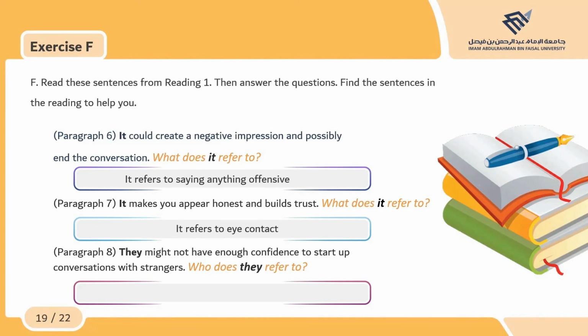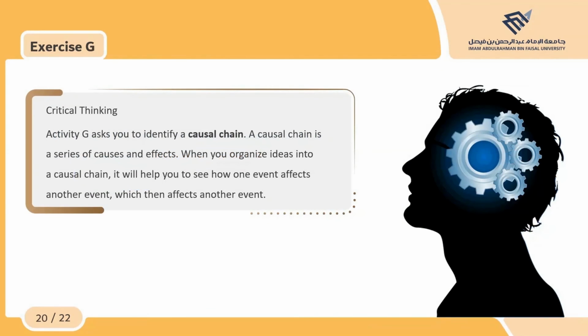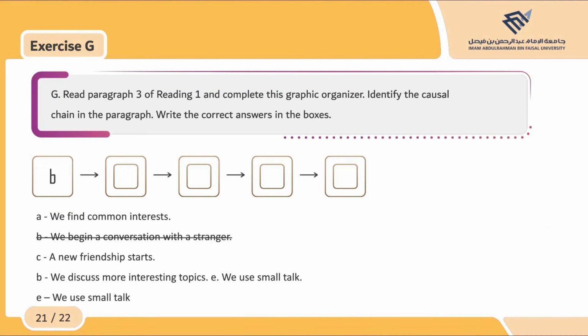And then the final one, number 6, you can find it in paragraph 8. They might not have enough confidence to start up conversation. Who does they refer to? They refers to people who shy away from small talk. Now the next exercise G asks you to identify the cause and the effect of each cause. So here we have different causes and different effects as well. So this is a cause and effect chain. You have to arrange them accordingly.